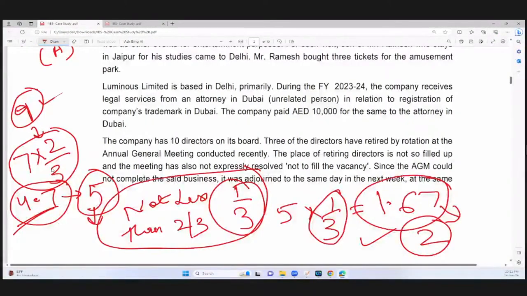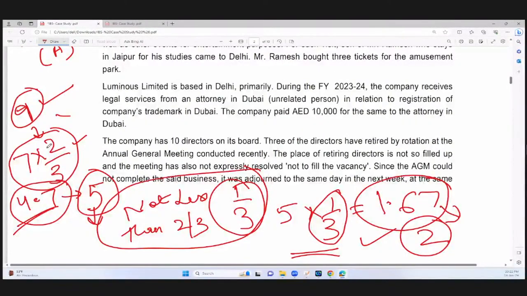So out of 9, we have to see the calculation. 9 में से we have to reduce the non-rotational directors. Then from the rotational directors, we have to take out 2/3. The not less than 2/3 concept applies here. Then out of that, we will apply the 1/3, and that is nearest to 1/3. It can be less also. It can be on the higher side also. So if we look at the provisions of this section, here the company has 10 directors on its board. 3 of the directors have retired at the annual general meeting conducted recently.